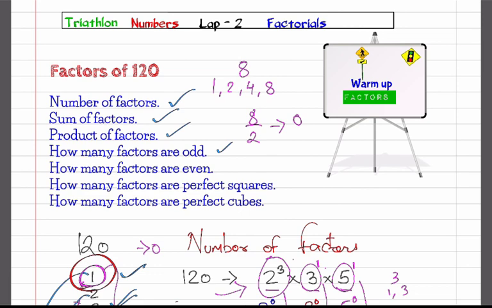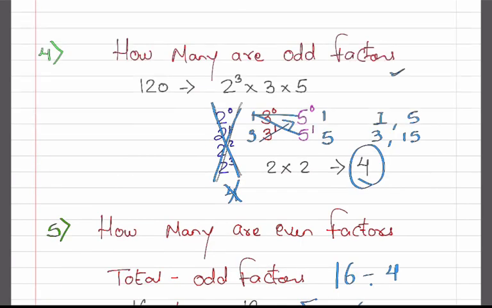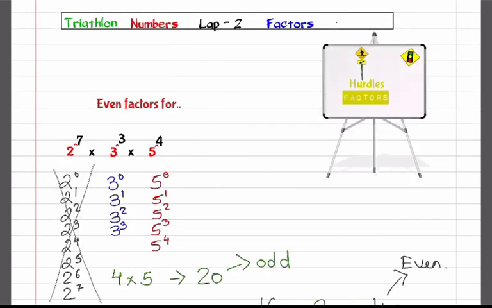So now we know what? We know number of factors. We know how to find out sum of factors. We know how to find out product of factors. How many factors are odd? We know how to find it out. How many factors are even? We know. How many factors are perfect square and perfect cube? So this completes our warm-up related to factors. We know the basic concepts of factors. Let's start with the early checkpoint on factors now. So we start with a hurdle problem on factors.